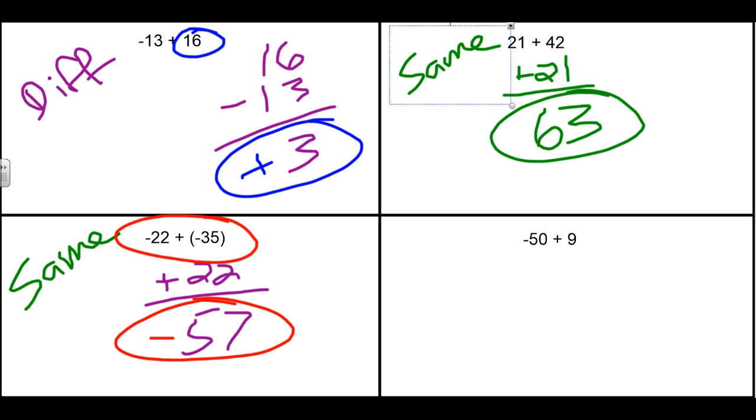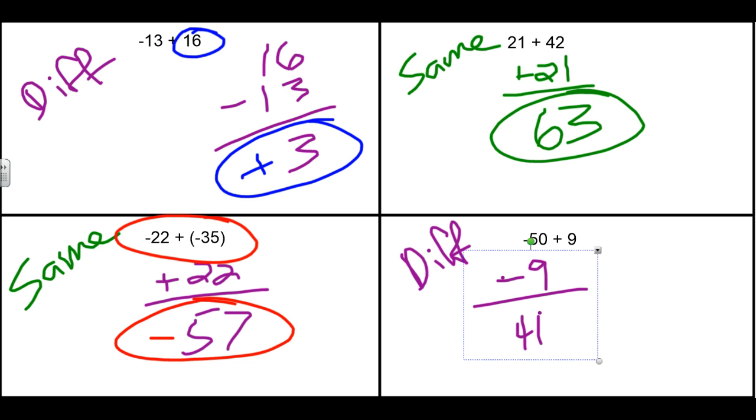And finally, for negative 50 plus 9, we have a different sign here. So 50 minus 9 is 41, but 50 has a larger absolute value, so the overall sum is negative. So the sum is negative 41.